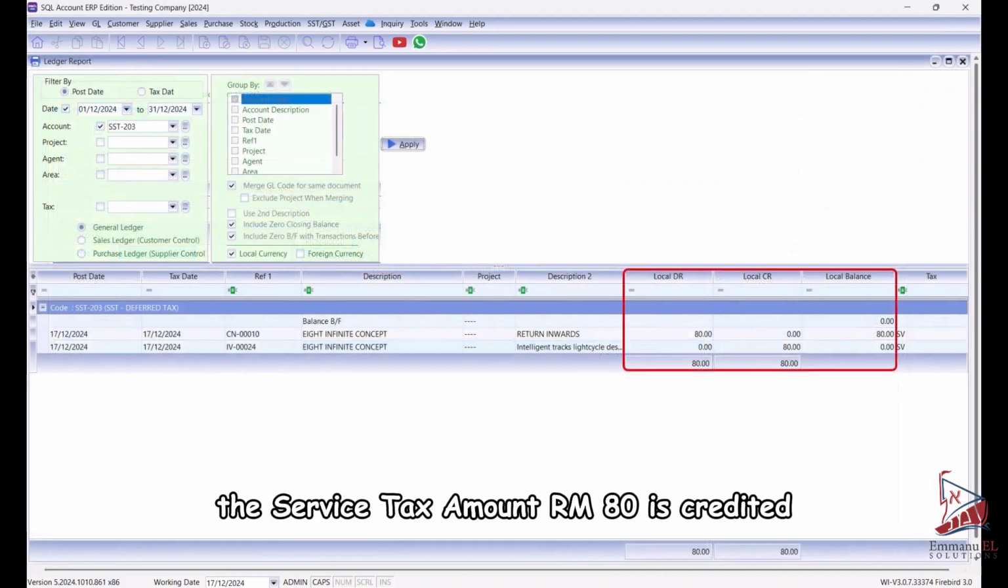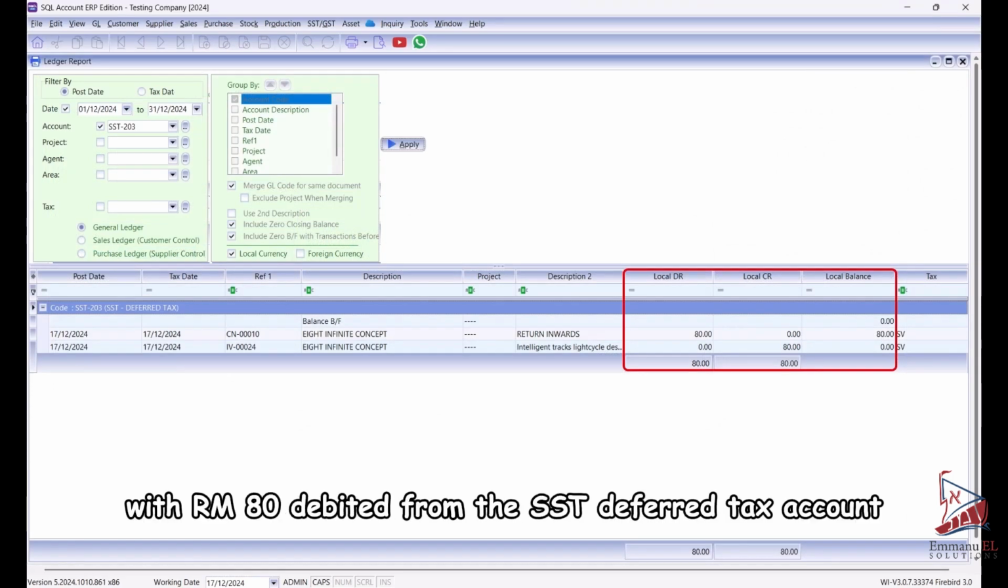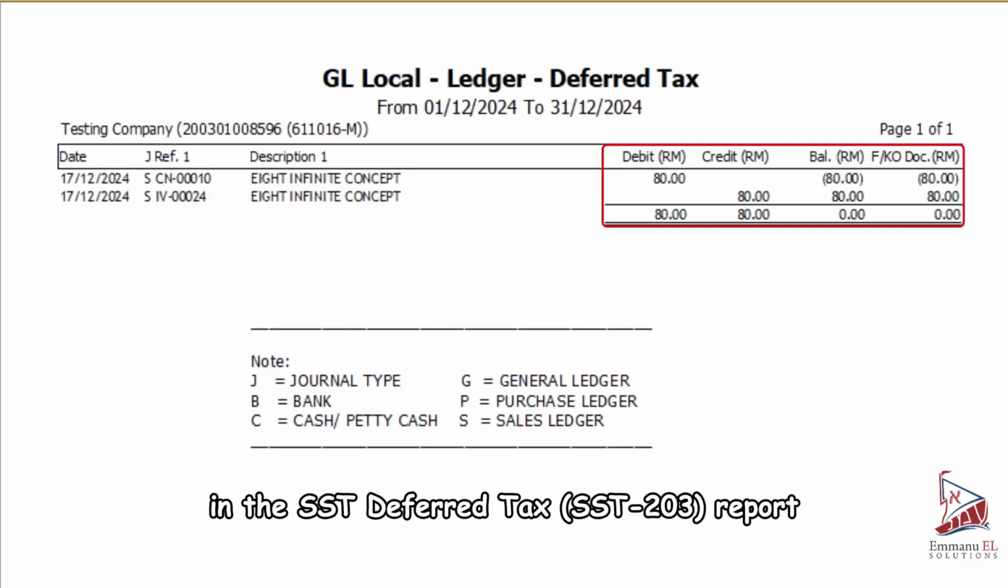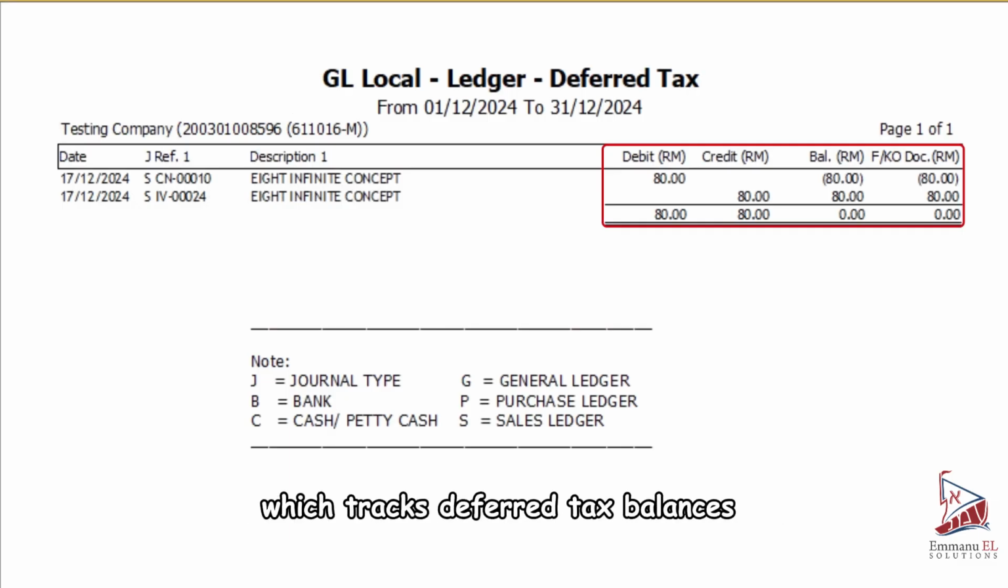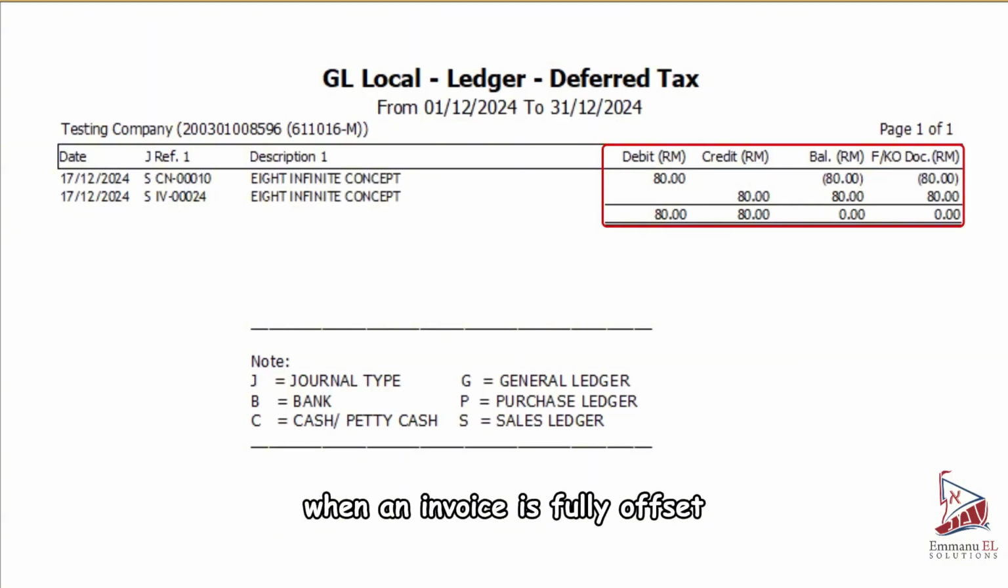When the invoice is created, the service tax amount RM80 is credited to the SST deferred tax account. When the credit note is issued, the deferred tax is reversed, with RM80 debited from the SST deferred tax account. These adjustments are reflected in the SST deferred tax SST 203 report, which tracks deferred tax balances and ensures that each document number revises to 0 when an invoice is fully offset.